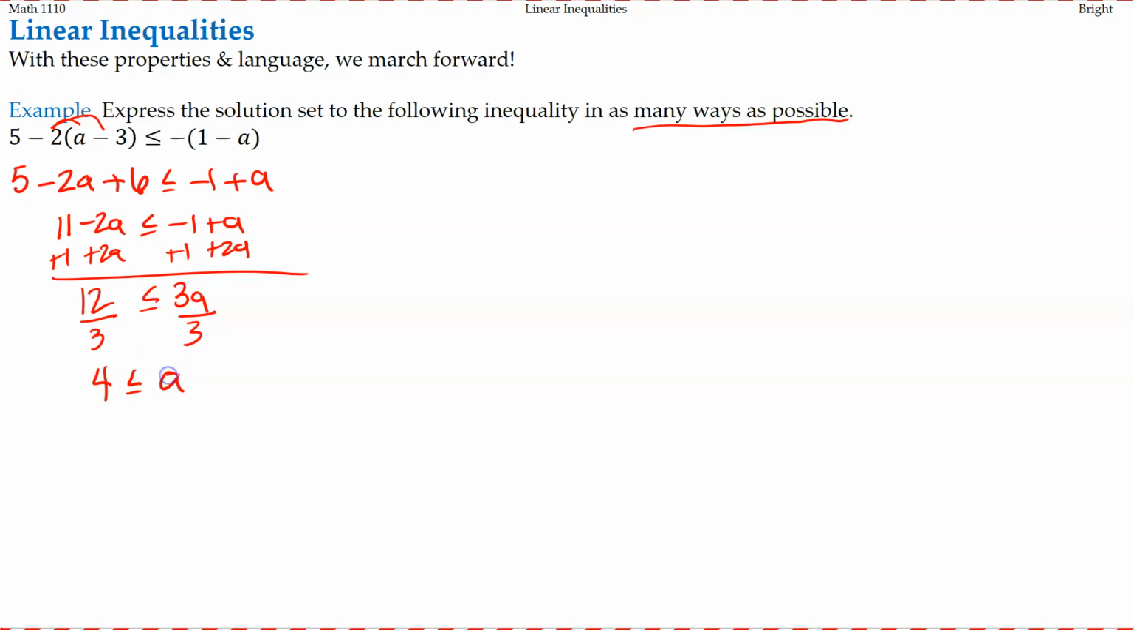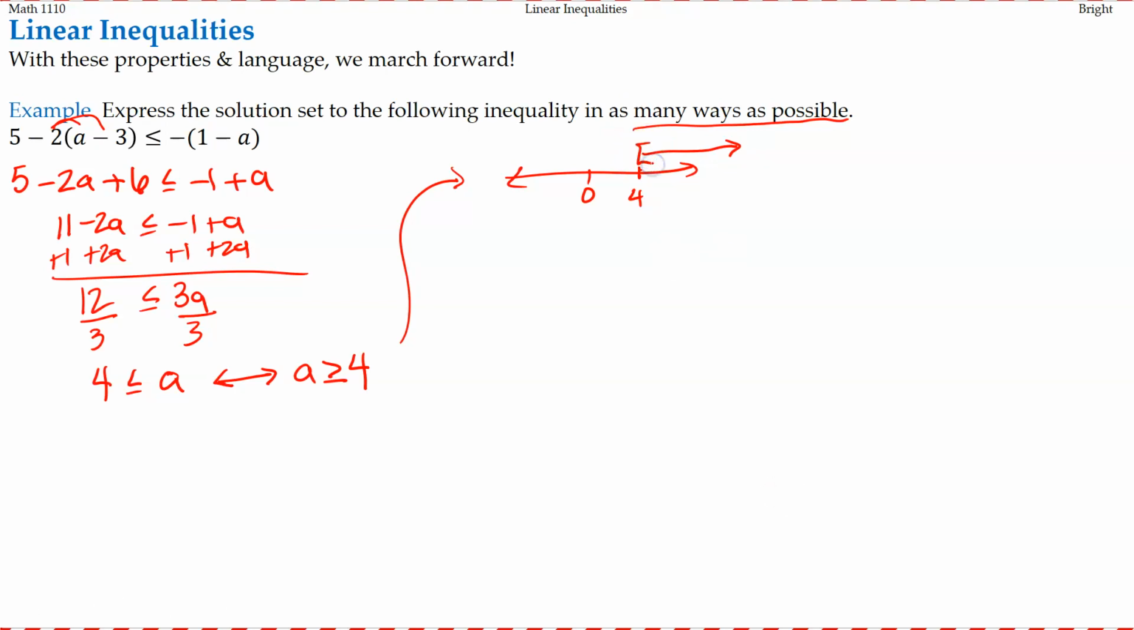Now, for some people, they can understand this. My brain, I don't know, I just have to have the variable on the left-hand side. So you could flip it around, and this is the same as saying a is greater than or equal to 4. And for me, that's a lot easier to understand because I can put that on a number line and say, okay, here's 4, and I have a anywhere in that range. And again, if you want to use a bracket, you sure can.